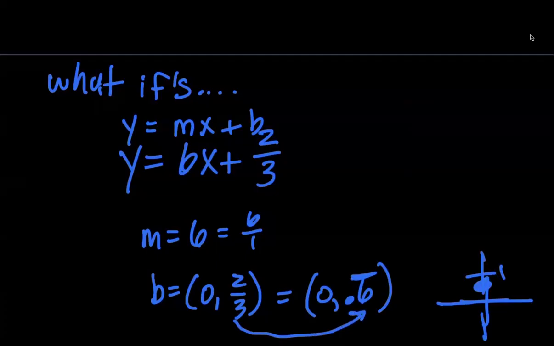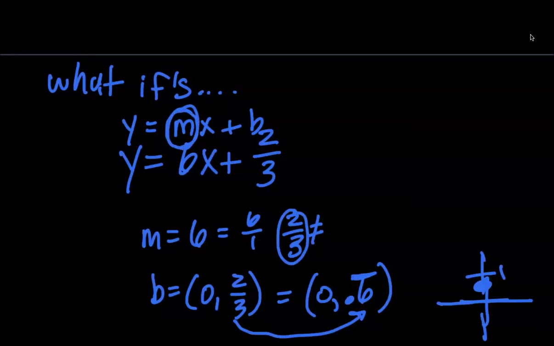If the slope were 2/3, you would never want to convert that to a decimal because we need that in fraction form. So my point is, if this is a fraction, keep it as a fraction. If it's a whole number, make it a fraction. But for the y-intercept, it's best to see that as a whole number or a decimal just to help you graph it.